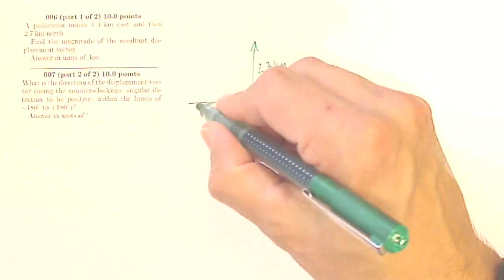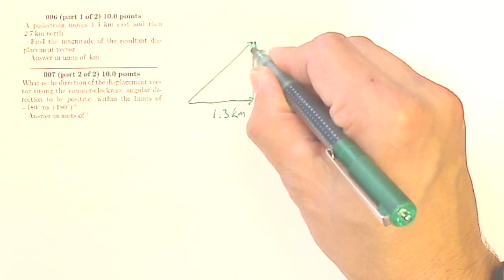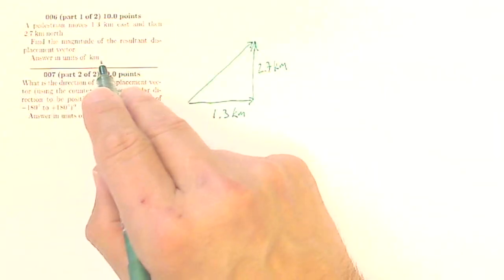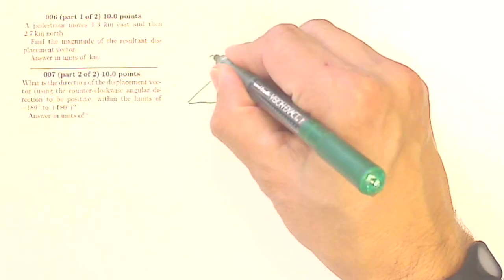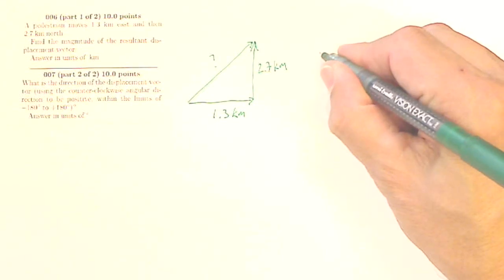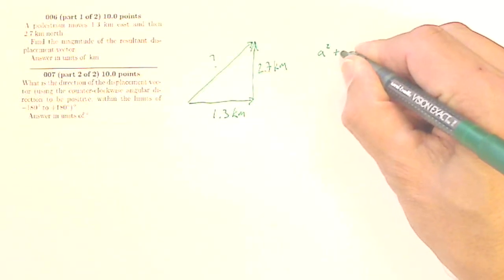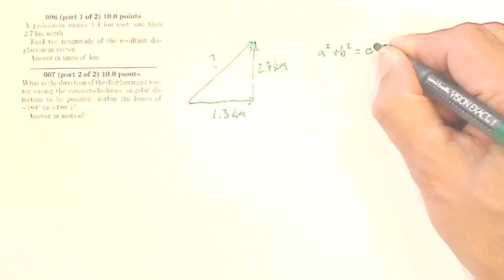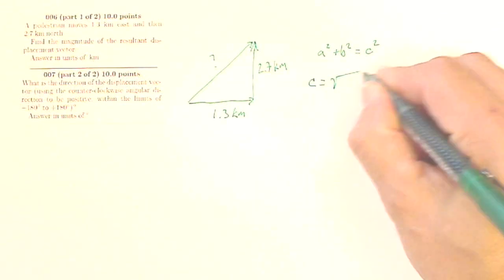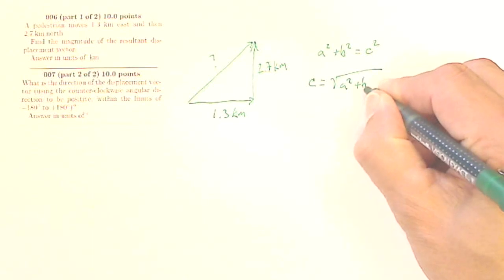Well, this plus this is going to give me this displacement. So I want to know how long this side of the triangle is. Answer in units of kilometers. To get this side, well, that is my hypotenuse of a right triangle. So I can use the Pythagorean theorem, a squared plus b squared equals c squared. And that's my c. So my c is going to be the square root of a squared plus b squared.